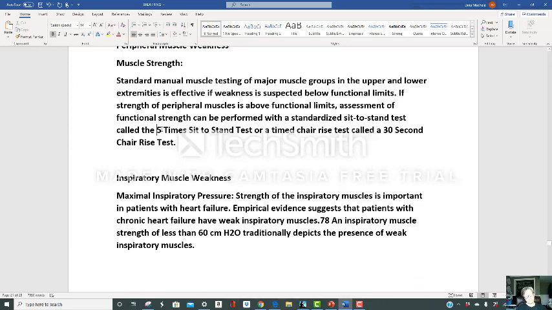Strength of the inspiratory muscles is important in patients with heart failure. Empirical evidence suggests that patients with chronic heart failure have weak inspiratory muscles, and inspiratory muscle strength of less than 60 centimeters H2O traditionally depicts the presence of weak inspiratory muscles.